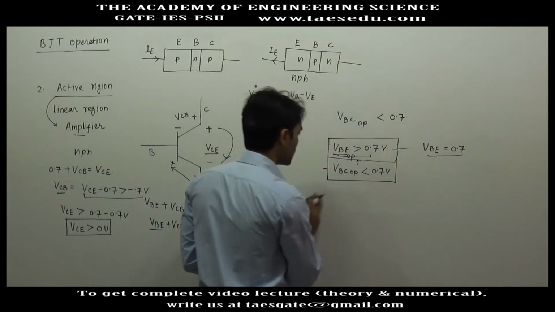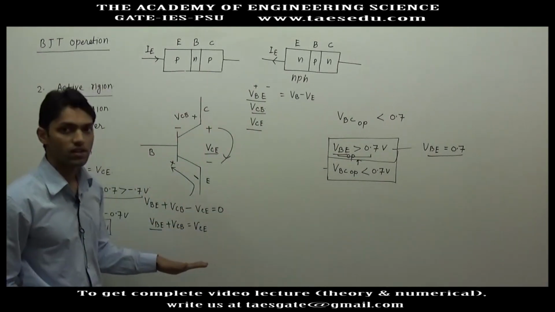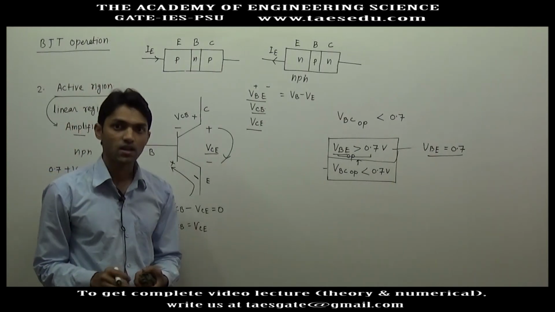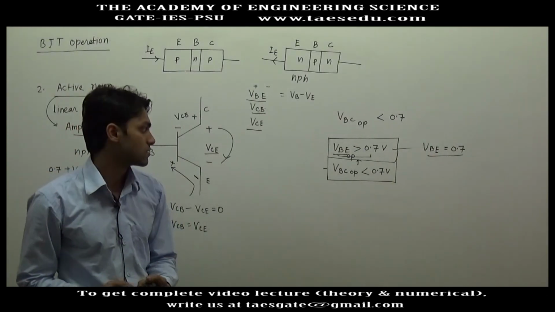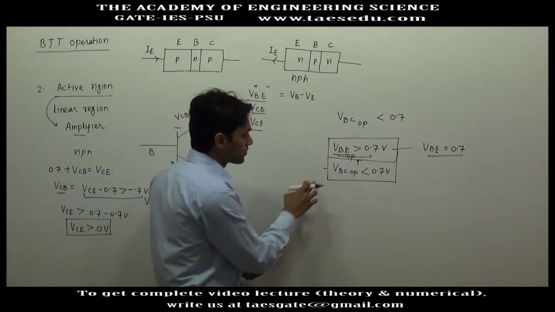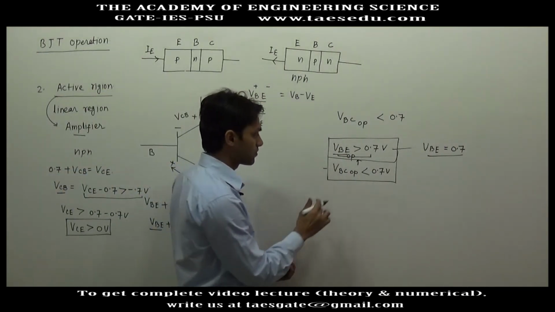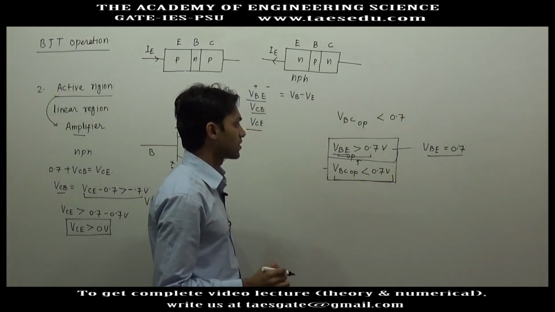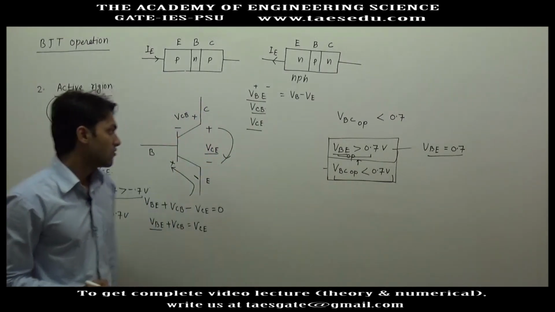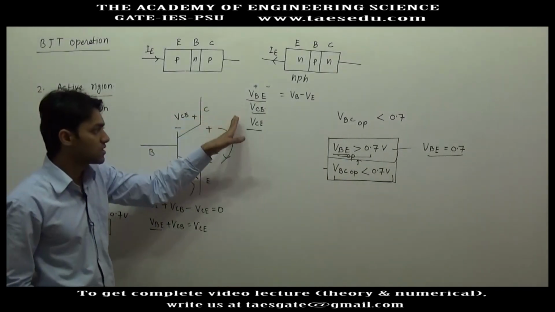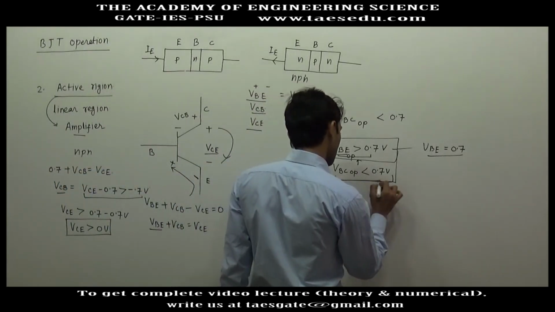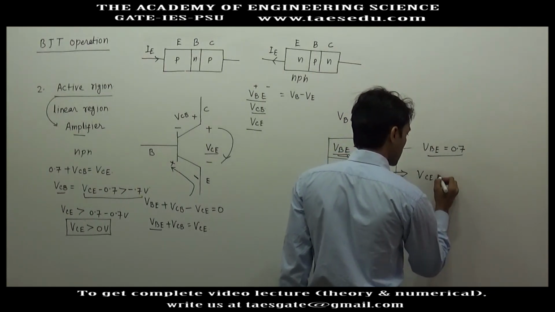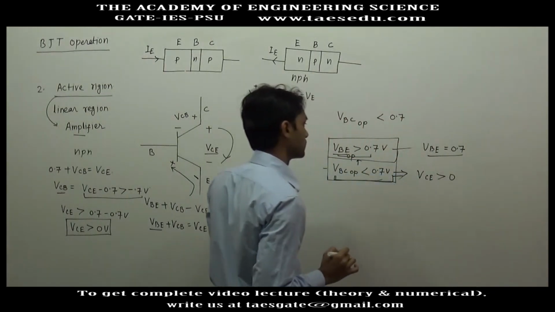So initially we had the definition for active region: the base emitter junction will be forward biased, and the collector base junction should not be forward biased. After that definition, we had the condition in terms of voltage. Then we found the relationship between these three voltages, and finally we have this condition in terms of collector emitter voltage: the collector emitter voltage must be greater than 0.